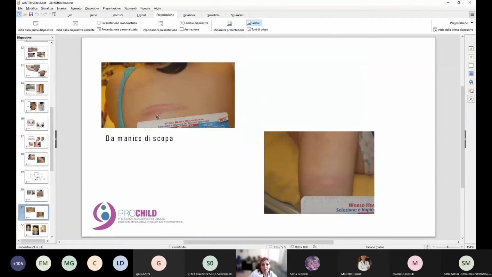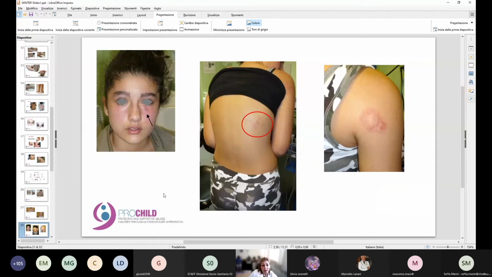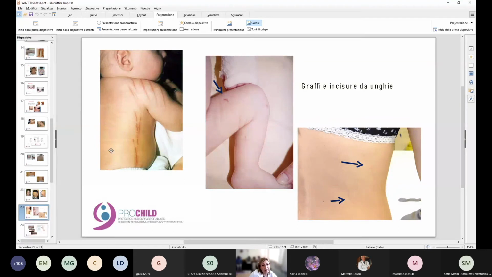In this case, for example, here you had the mark of a broomstick, so a linear lesion. If you, for example, apply a meter next to it, you can take a picture and understand what is the mark size. Here, this is another case of trunk lesions, shoulders, and to the face. And this is a younger child.